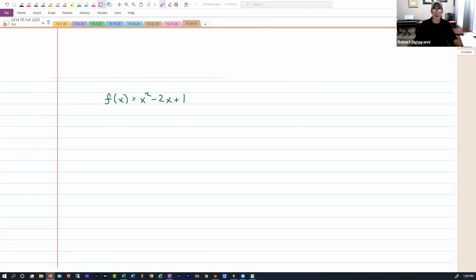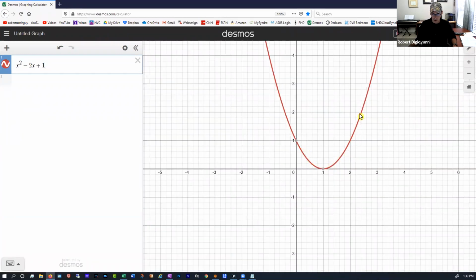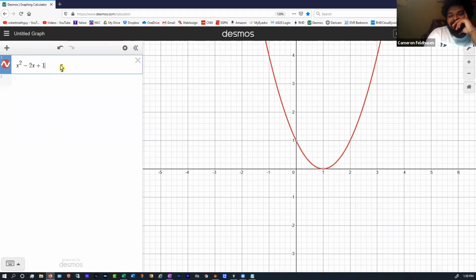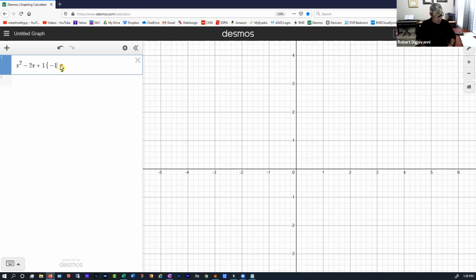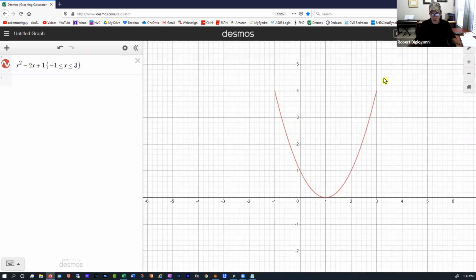So why don't we take a quick look at it? I'm sure you all know what this function looks like, but we'll just graph it. I know you can't see it yet. Minus 2x plus 1. Here it comes. So there's the function right there. Can you give me an interval so I can try and see how long it is? Anything you want. Okay, -1 to 3. Okay, -1 less than or equal to x, less than or equal to 3. So that's the curve. You want me to tell you how long that is, right? If you were to take it off the page and stretch it out, give me the length.